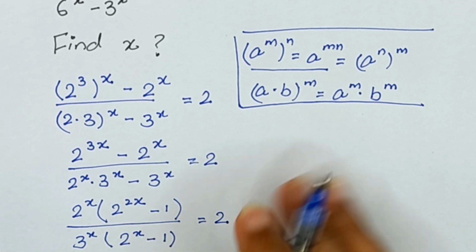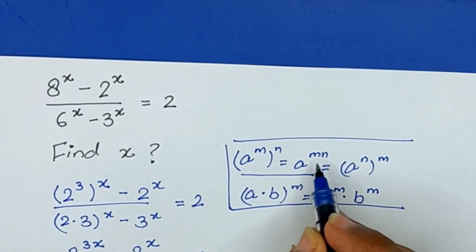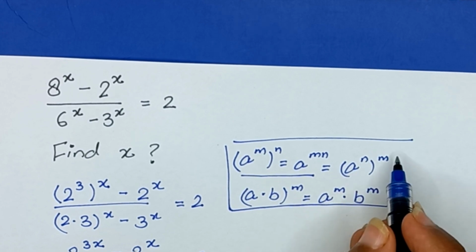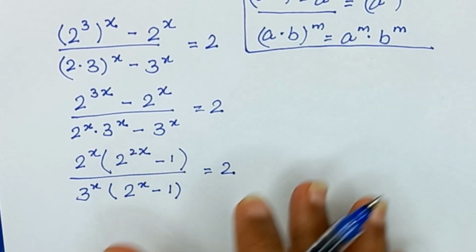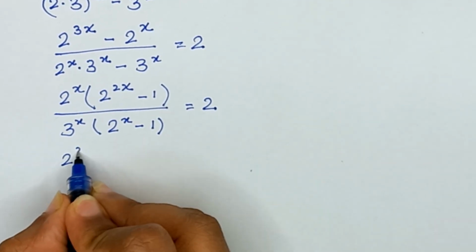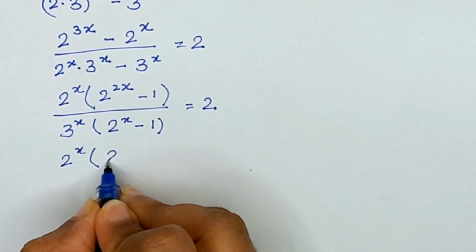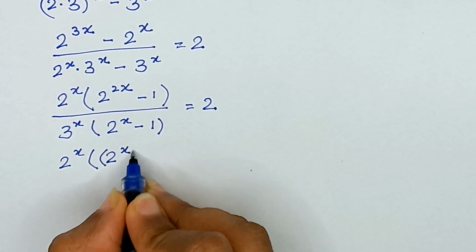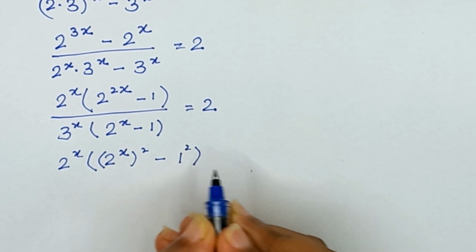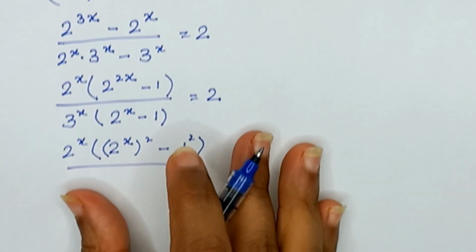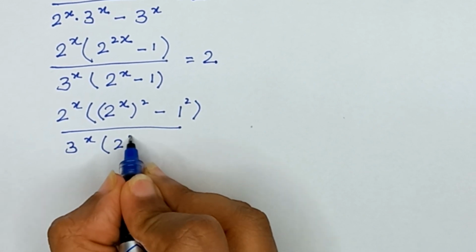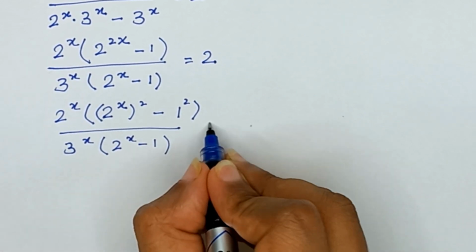Now we use this exponential rule, which is a raised to the power mn can be written as a raised to the power n whole power m. So I will write it as 2 raised to the power x times, (2 raised to the power x) squared minus 1, and 1 can be written as 1 squared, divided by 3 raised to the power x times 2 raised to the power x minus 1, and it is equal to 2.